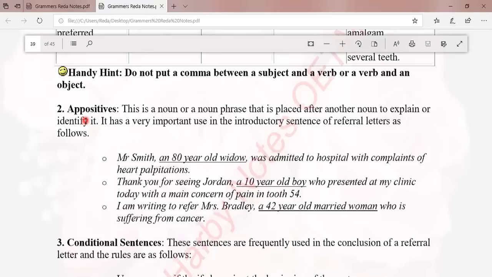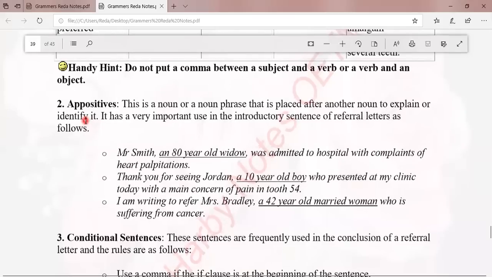Mrs. Smith was admitted. Okay, very nice. Mrs. Smith, an 80-year-old widow between two commas, was admitted to the hospital with complaints of heart palpitations. Thank you for seeing Jordan, comma, a 10-year-old boy who presented at my clinic today with a main concern of pain in tooth 54. I'm writing to refer Mrs. Bradley, a 42-year-old. This is called appositives.